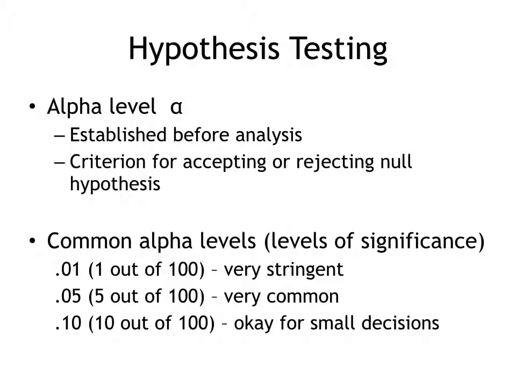Educational research is not usually life and death. We think it is sometimes when we're in the trenches, but it's really not. So a 0.05 is very common and very acceptable. And that's the researcher saying, I'm willing to accept there's a 5% probability that all of this is by chance, and I shouldn't have rejected the null.